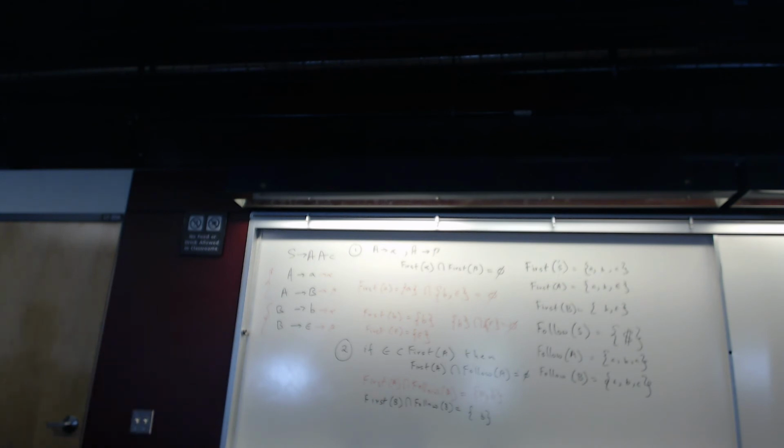For the midterm, do you want us to show the step by step for the first and follow, or can we just show the sets? You can show the sets, but if I see that you just wrote first and follow, then I'll assume that you copied from somewhere. So you have to show how you arrived at it. So that is 20 points.